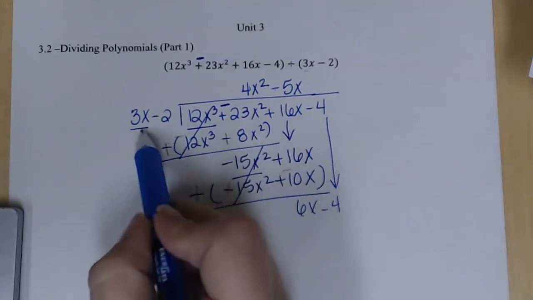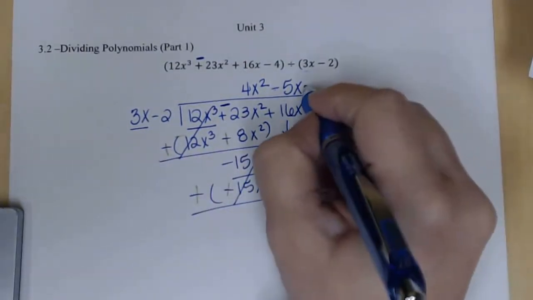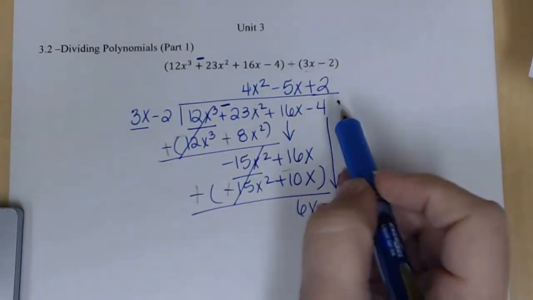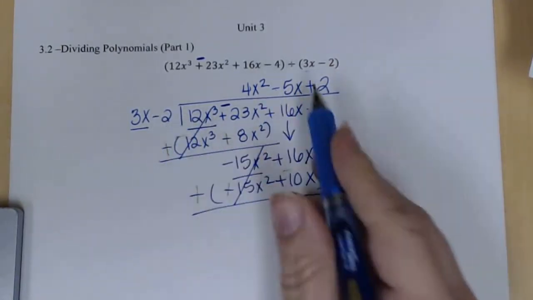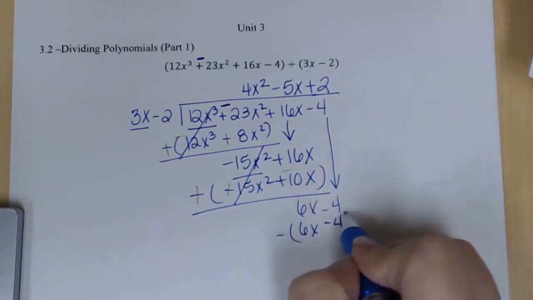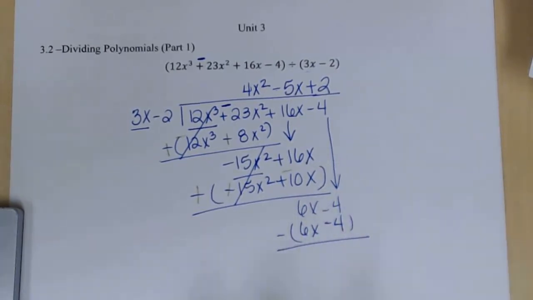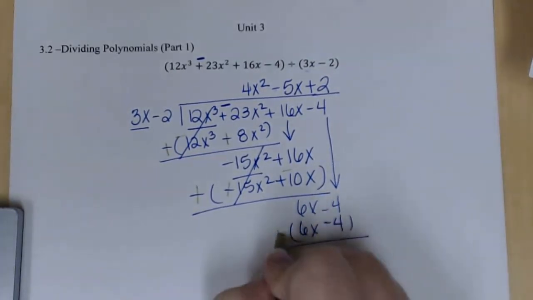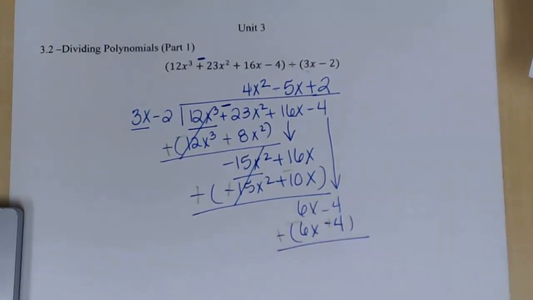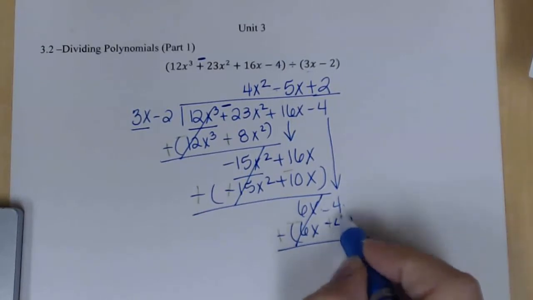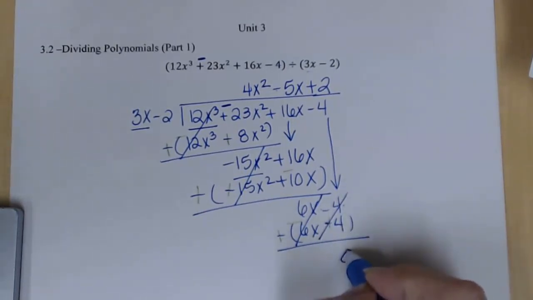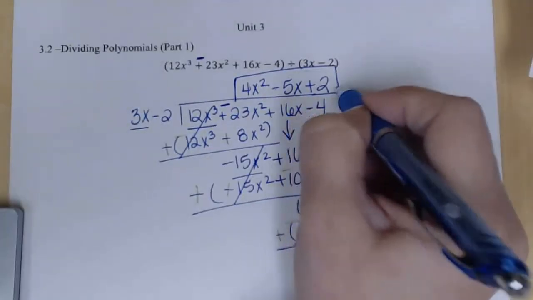Compare once more. 3x times what would give me 6x? That's a positive 2. Then multiply. 2 times 3x is 6x. 2 times negative 2 is negative 4. And I'm going to subtract this whole thing. So I want to change all the signs. 6x minus 6x cancel. Negative 4 and positive 4 cancel. So this did give me a 0 remainder, so this would be my final answer.